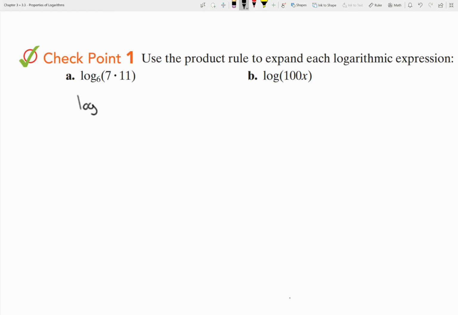Okay, two more, same idea. The first one is the log base 6 of 7 plus the log base 6 of 11. Two things inside the logarithm can be separated into the sum of two logarithms. And there's nothing to simplify in the first one, as opposed to part B here, which separates into the log of 100 plus the log of x, and the log of 100 is 2. So again, I'm able to simplify after expanding.